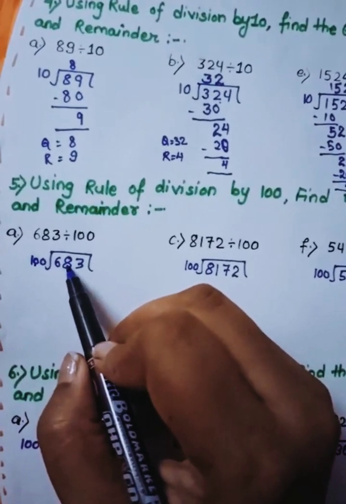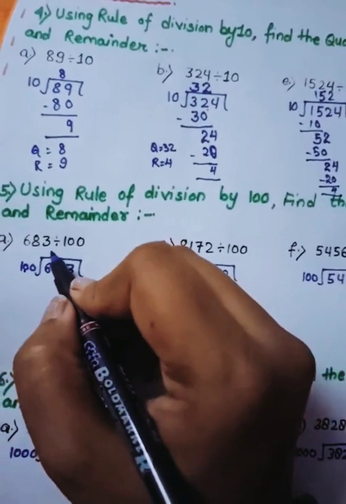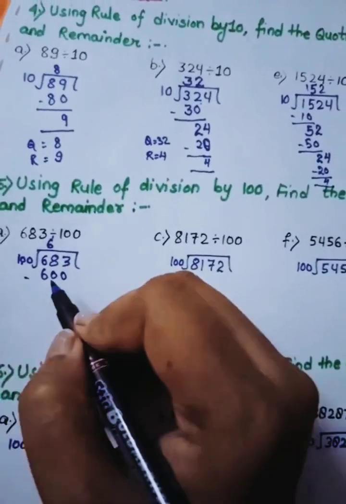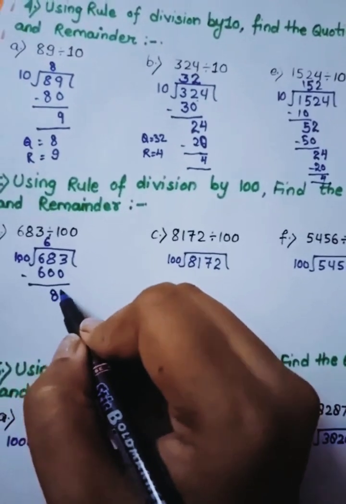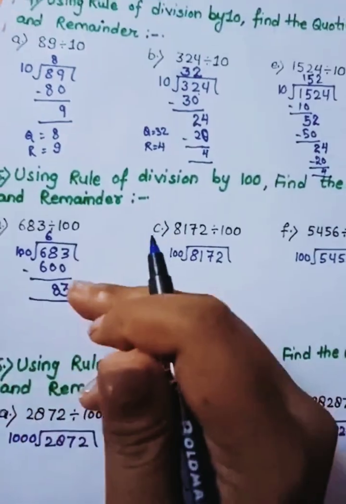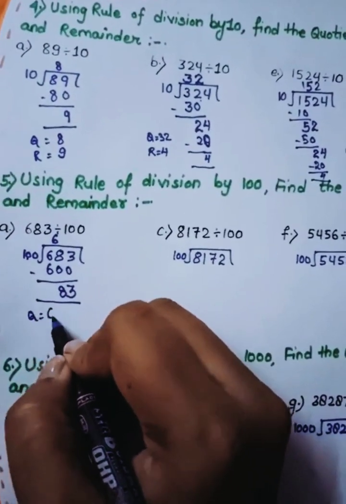Now I have to divide this 683 by 100. So 100 sixes are 600. After subtracting it, 83 is the remainder. Now this will be left as it is. So this is the quotient and this is the remainder.